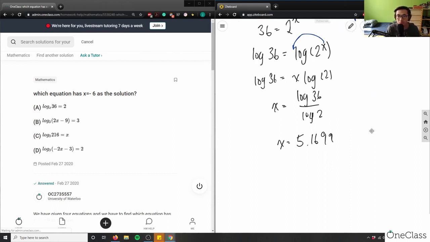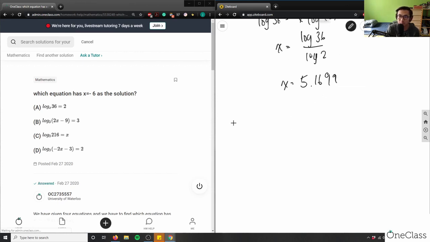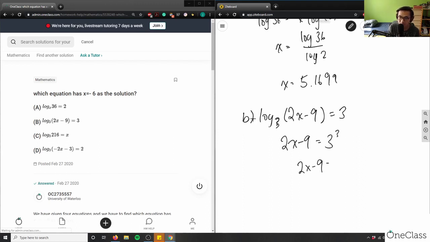Okay, so let's do B here. B states that log base 3 of 2x minus 9 equals 3, right? What I'm going to do is move log 3 to the other side, so I get 2x minus 9 just by itself. I already have the base of 3, so it's going to be 3 to the power of 3. So 2x minus 9 equals 3 to the power of 3, which is 3 cubed, which is 27.